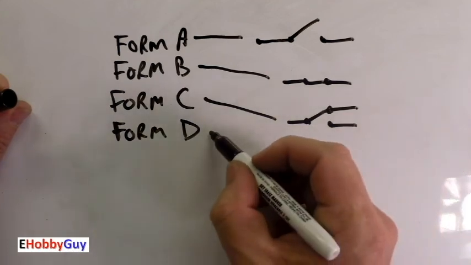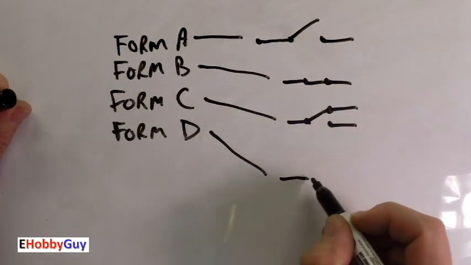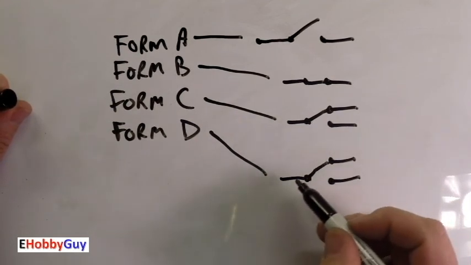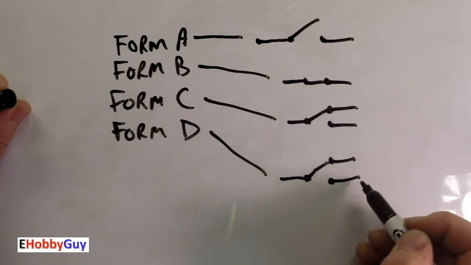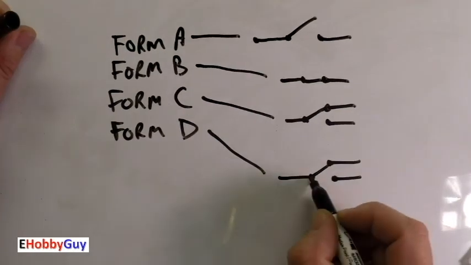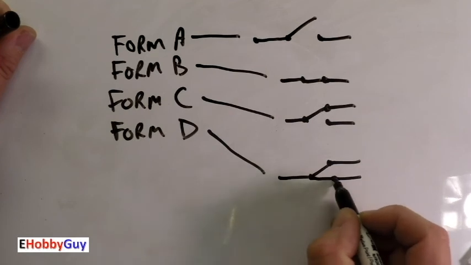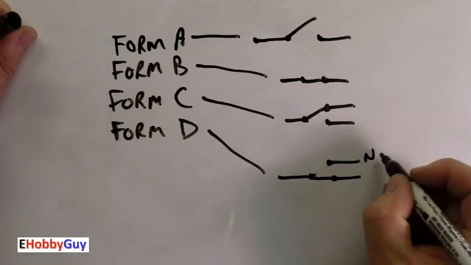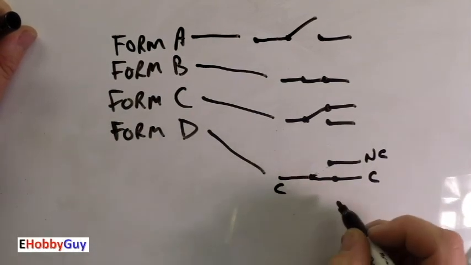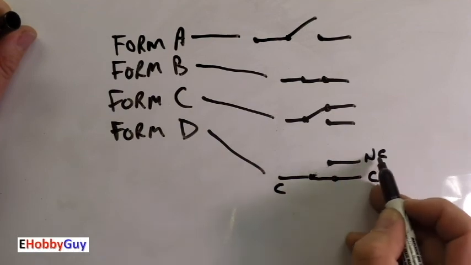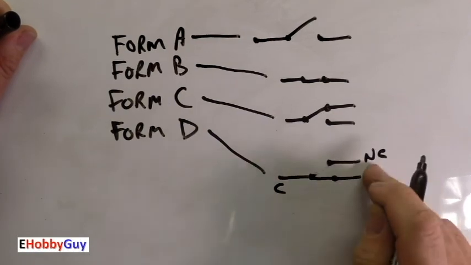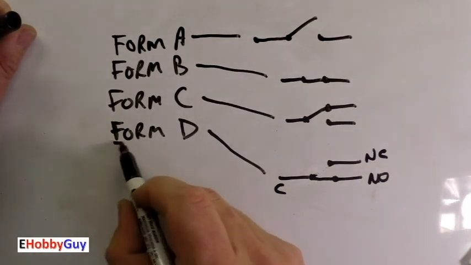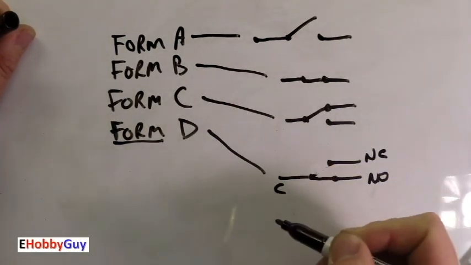And Form D is not very common, but it's out there. It is similar to a Form C, where it has a common, a normally closed, and a normally open. When it's energized, it's called a make before you break. It makes contact with the normally open first, and then it breaks contact with the normally closed. So this is shown in the energized state. Normally closed is now open, and the normally open is closed. So just to state again, Form D is a make before you break.